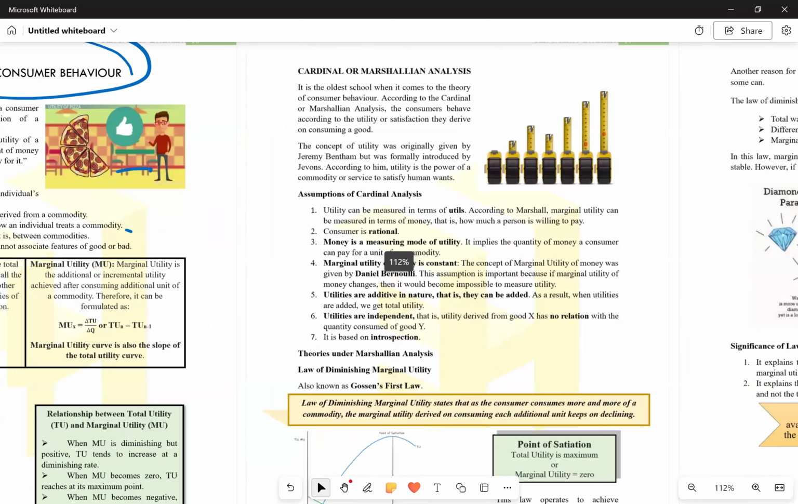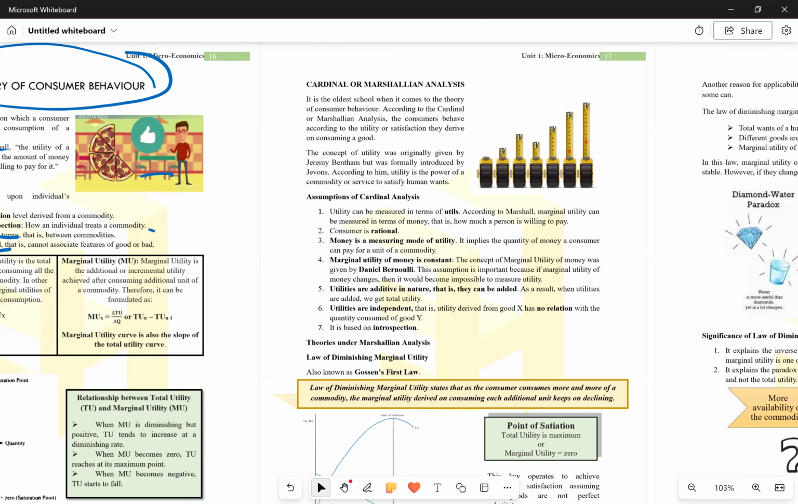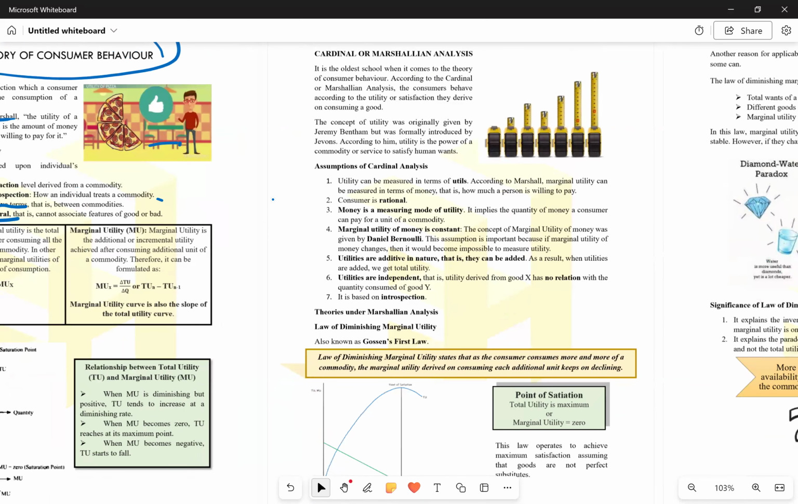Now, coming on to the Cardinal School of Thought, right? So, Cardinal School of Thought, the main idea is that you can measure everything, right? You can measure it. So the utility, we can measure it, right? The satisfaction that we are deriving from a commodity, we can measure it, right? So this name is very important. Firstly, the concept of utility was originally given by Jeremy Bentham, and it was formally introduced by Jevons. Please, this is very important. Okay.